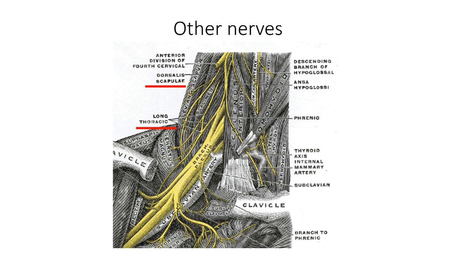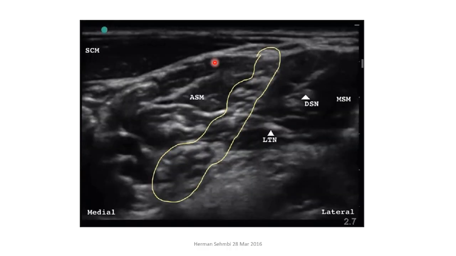This picture shows the anterior scalene muscle, middle scalene muscle, and the roots of the brachial plexus in the interscalene groove. The dorsal scapular nerve and long thoracic nerve lie in the middle scalene muscle, and these nerves are liable to injury in the in-plane approach to the interscalene block.